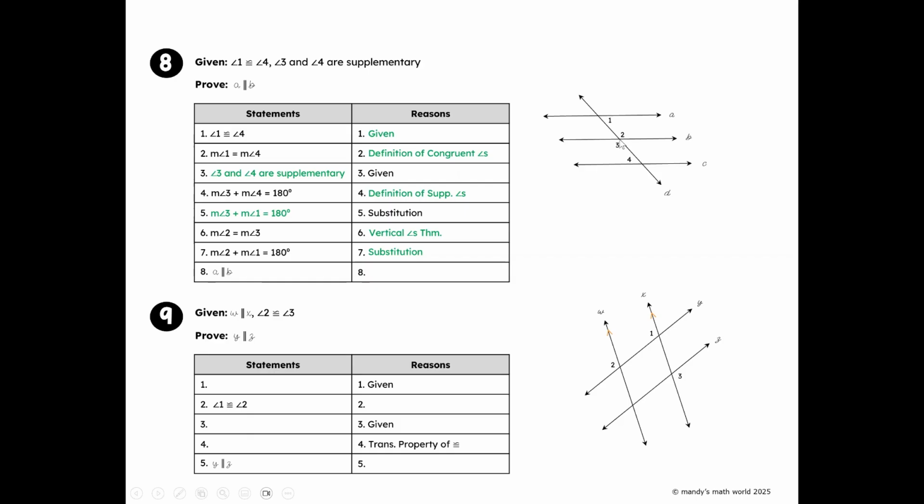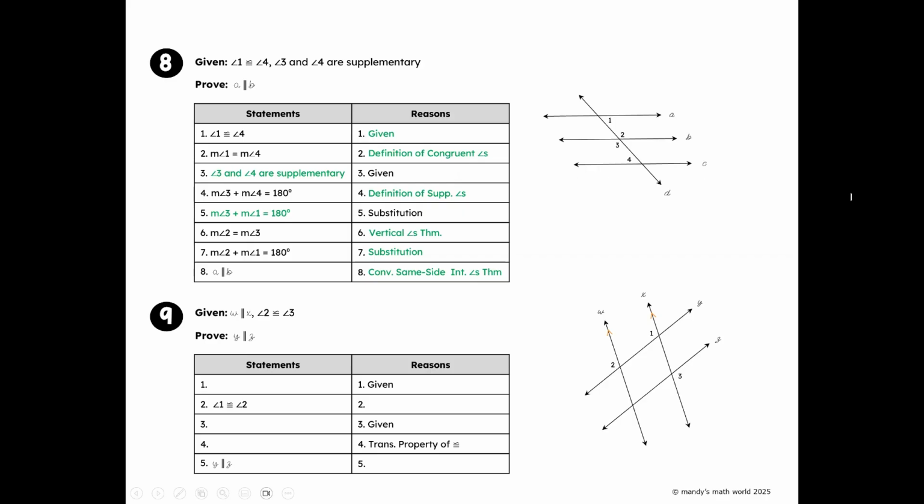And now I've got two angles that are specifically related to these two lines right here along that transversal. I can now conclude A is parallel to B by the converse of the same side interior angles theorem. Let's move on to example number 9.